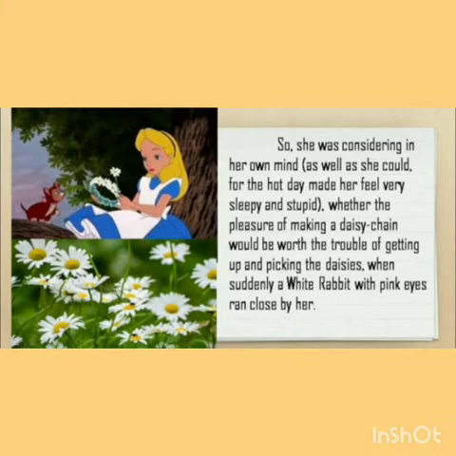When suddenly a white rabbit with pink eyes ran close by her. While she was making the chain with the help of the flowers, who is crossing? Suddenly a white rabbit, and that white rabbit has pink eyes. It is running near Alice.